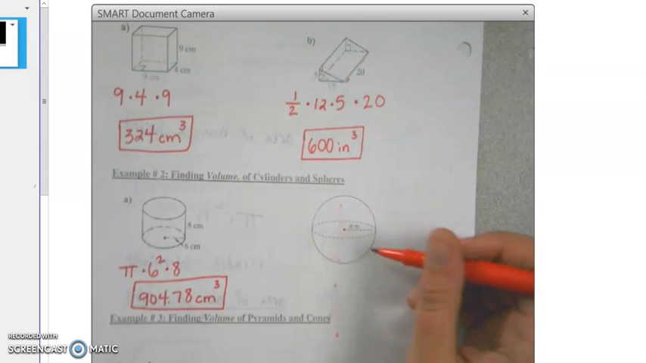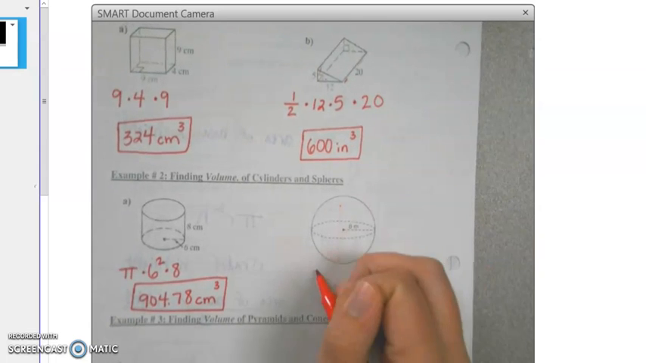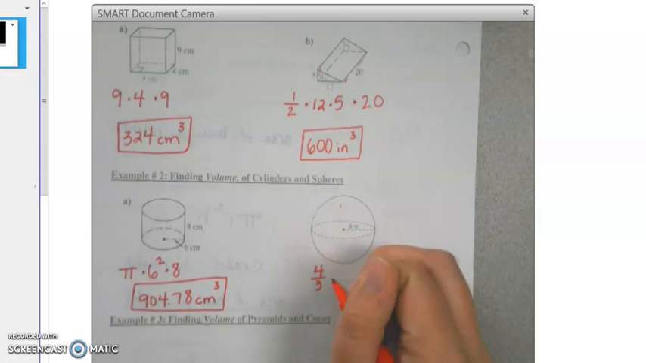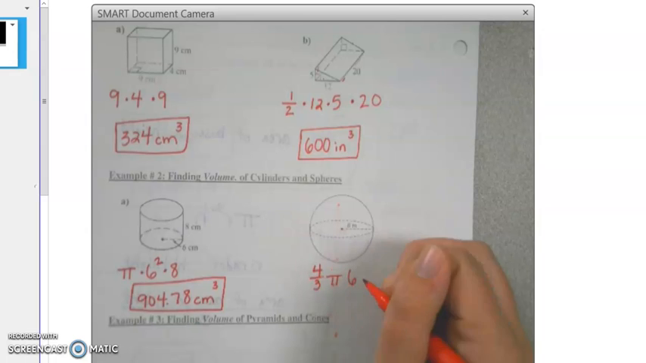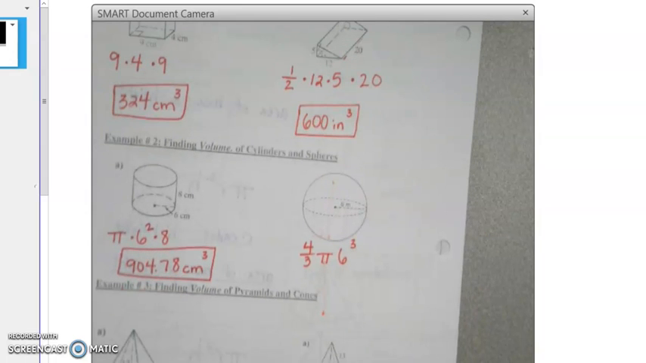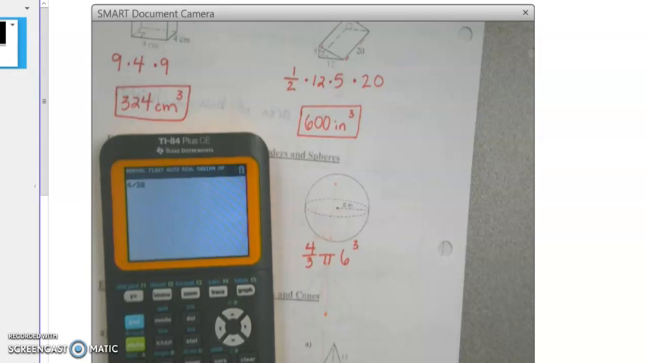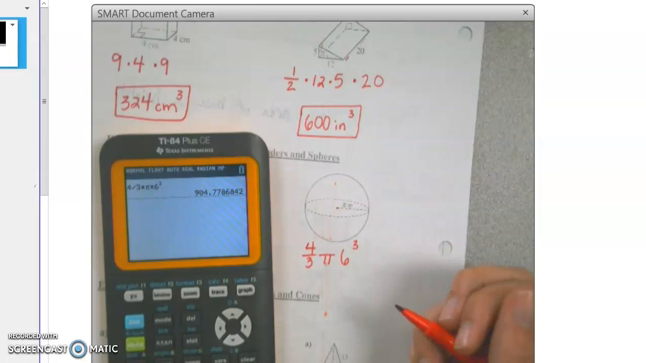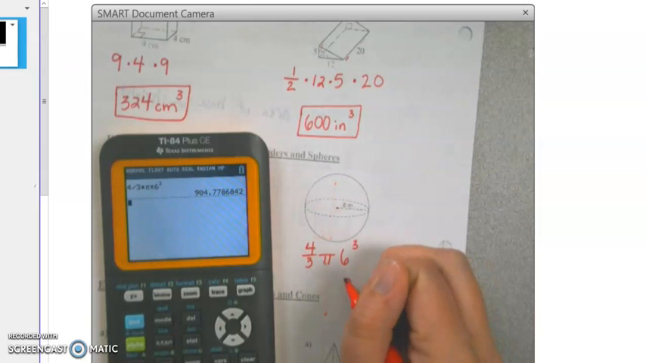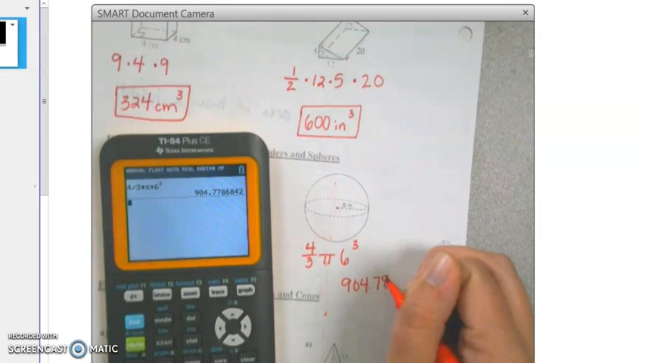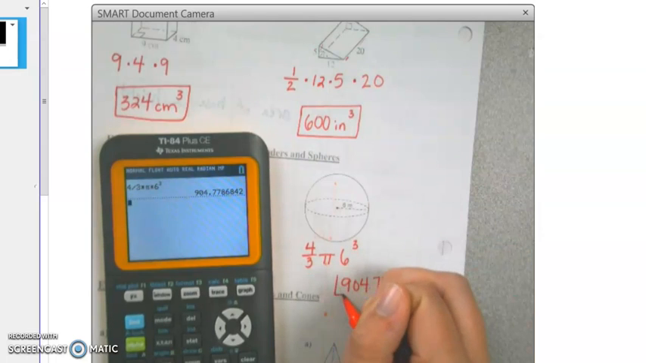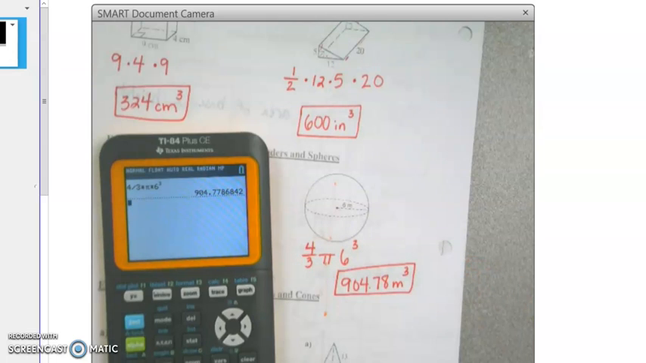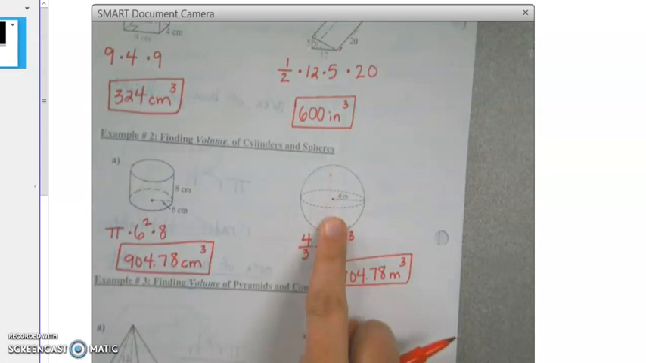Okay, back to this. Volume of a sphere is 4/3 pi times radius. My radius is 6 cubed. So we'll just put this in the calculator. 4/3, you can just do 4 divided by 3, same thing, times pi times 6 cubed. Funny, we got the exact same answer. That's really cool. So we got 904.78 meters cubed. So that is volume of a sphere.